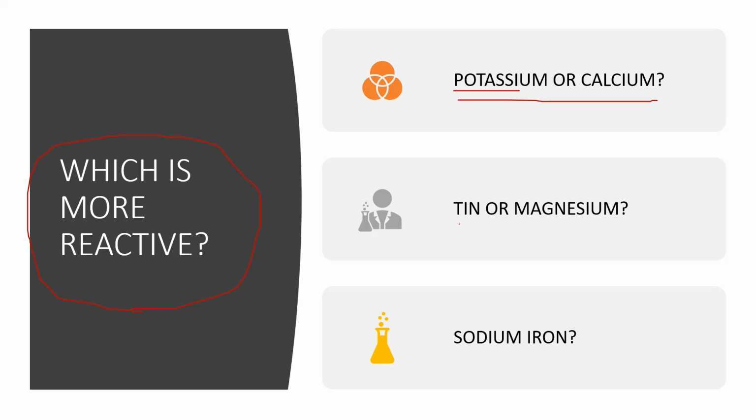Which is more reactive, tin or magnesium? Which is higher on that list? Does magnesium come first or does tin come first? In this case, magnesium is more reactive. What about the last one? Is it sodium or iron? Which is more reactive? In this case, it's sodium because it's higher on the list.